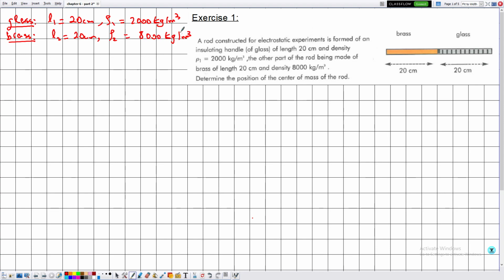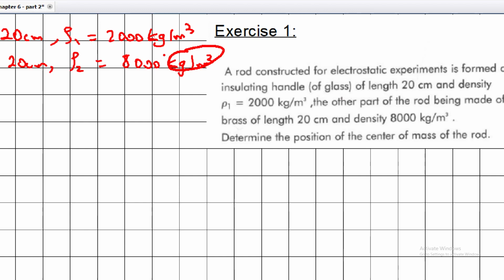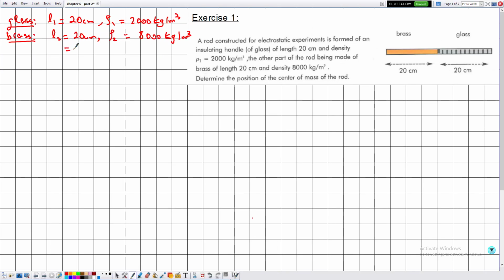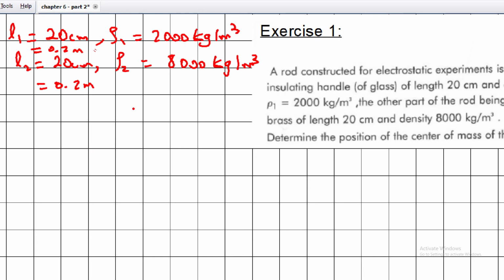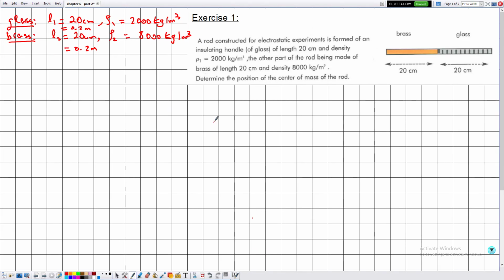So recall that the SI unit of density is kilogram per meter cube. So this is equal to 0.2 meters in the SI, and 0.2 meters in the SI. Okay, knowing that density, mass, and volume are related via the following formula. Now they are telling me to determine the position of the center of mass of the rod.